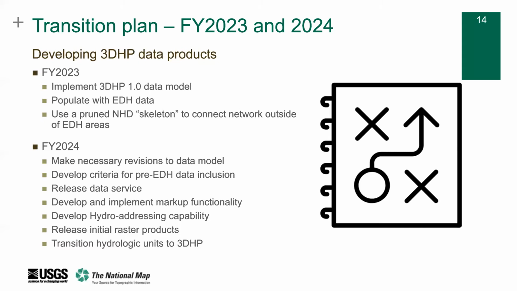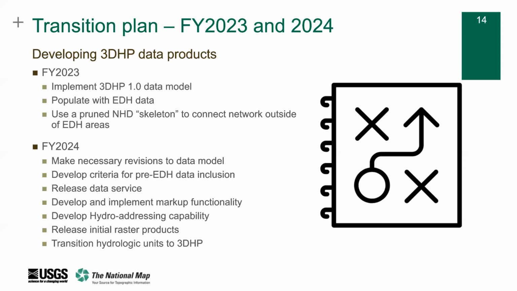In '24, we expect we'll probably still be tweaking the data model a little bit. But really, the big items there are to start releasing products. So release a data service, get the markup functionality in place, get the hydro addressing capability in place, start to release some of the raster products that will go along with this, and transition our hydrologic units from WBD to 3DHP.